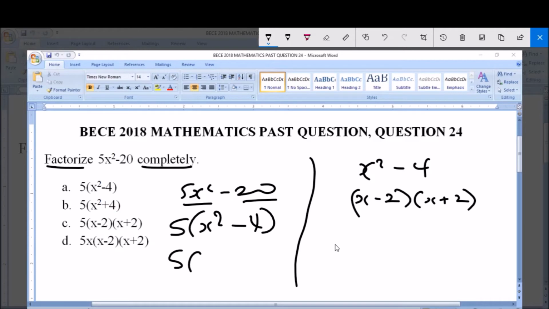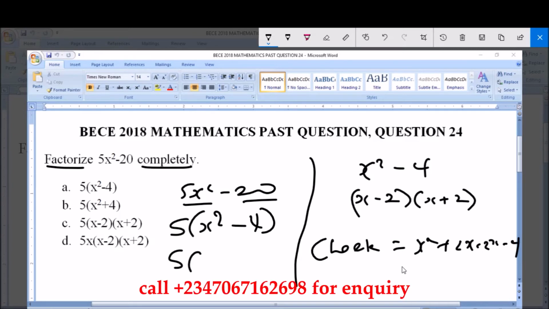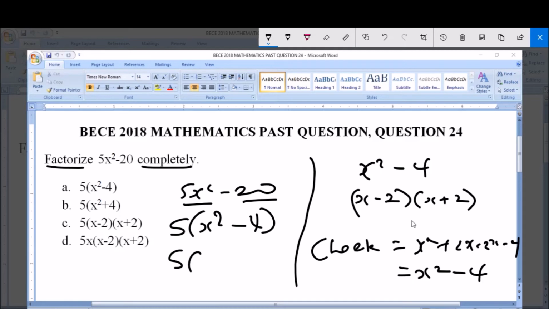Now let us check. x times x here will give us x squared. Now x times plus 2 here will give us plus 2x. Now minus 2 times x here will give us minus 2x. And minus 2 times plus 2 will give us minus 4. Now plus 2x minus 2x will give us 0. So we have x squared minus 4. You can see now. So the factorization of x squared minus 4 is x minus 2 into x plus 2.